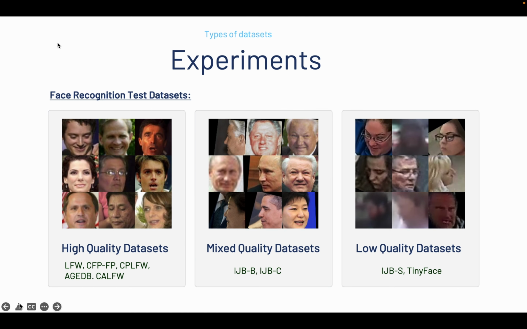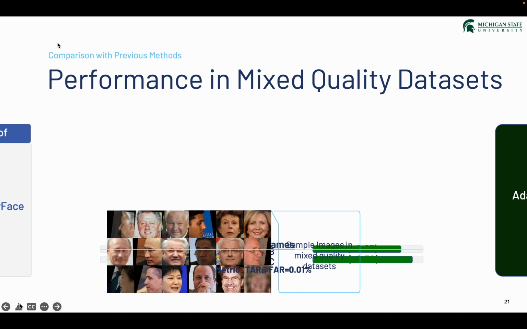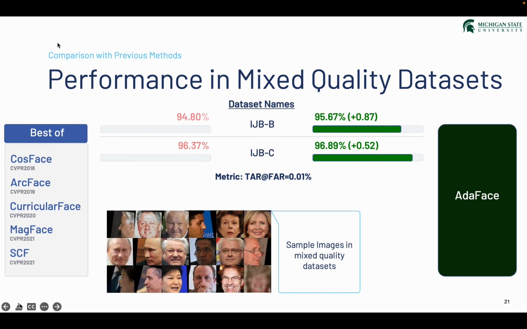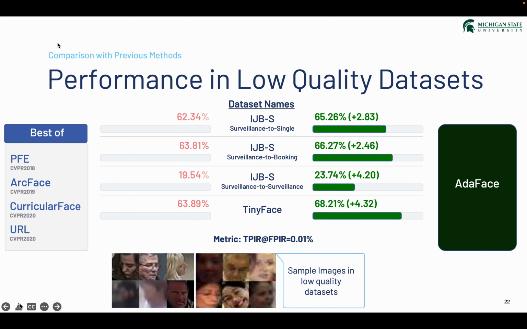For testing, we adopt three different types of datasets sorted according to the quality. We show the efficacy of our loss function for low-quality image datasets and achieve state-of-the-art on IJB-C, IJB-S, and TinyFace datasets. Specifically, for a popular video dataset, IJB-C, we obtain a significant increase over the previous state-of-the-art. For the low-quality datasets, we observe an even more dramatic increase. For IJB-S and TinyFace, we obtain a 3 to 4 point increase, achieving the state-of-the-art.